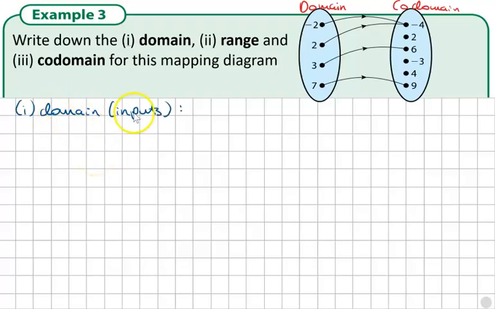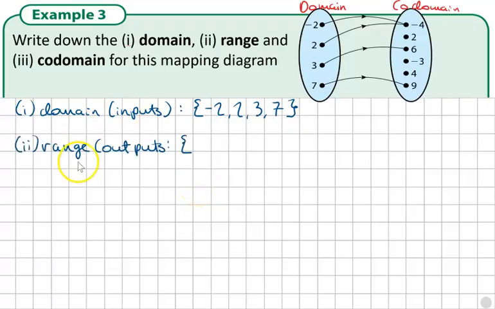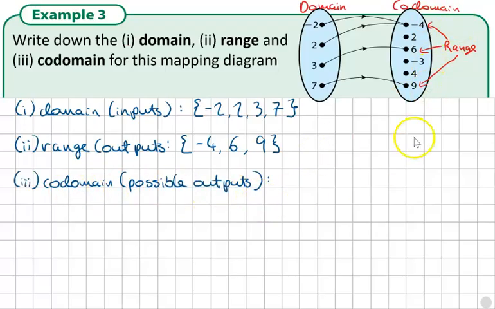So the domain, our inputs, our x values, are -2, 2, 3, and 7 with squiggly brackets and commas in between. Our range are our outputs, our y values. So they are only the elements that have arrows going towards them. So -4, 6, and 9. And then our codomain are all our possible outputs. So the ones with arrows and the ones without. So -4, 2, 6, -3, 4, and 9.